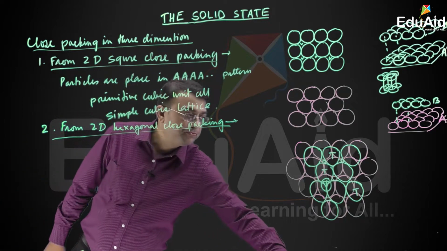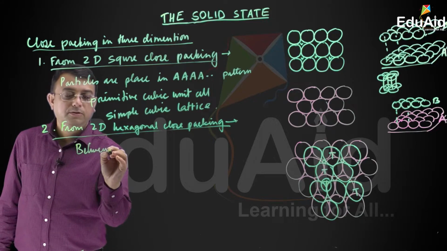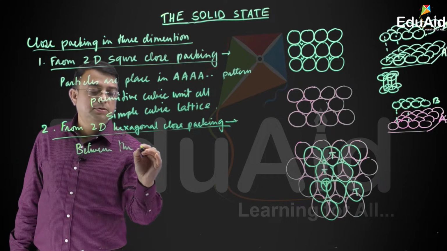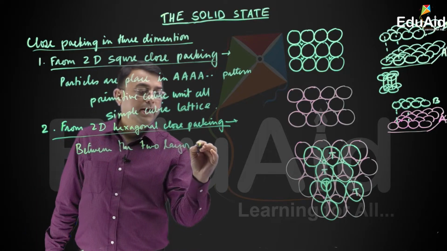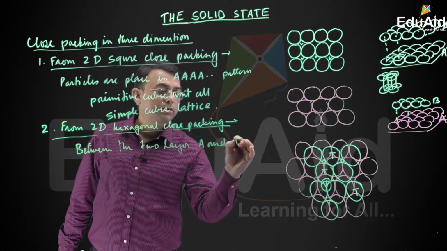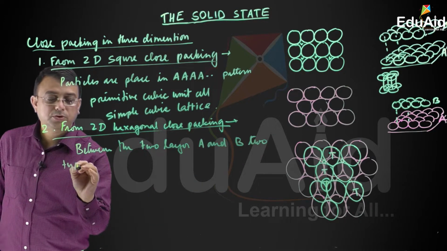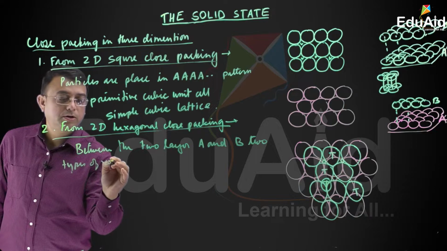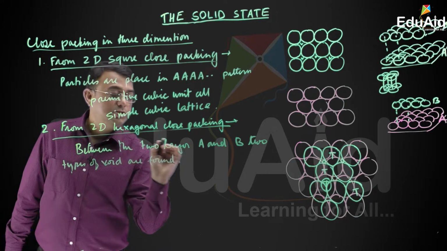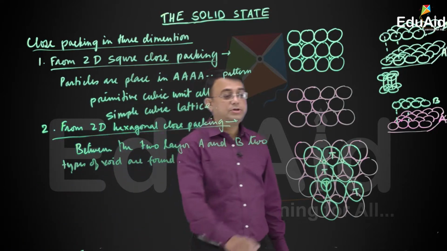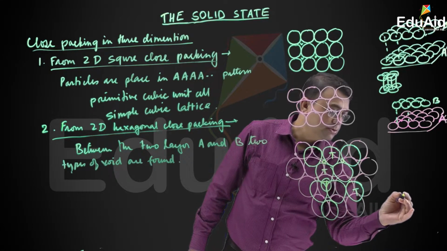So between the two layers A and B, two types of void are formed. Two types of void are found. First is T type of void. Now we will look at it first, T type of void. If you take a T type of void, how does it look like?